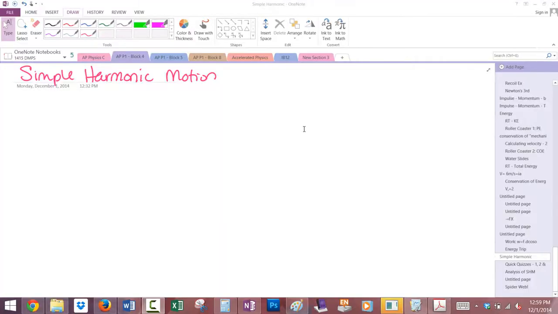There it goes. Okay, so simple harmonic motion. Before we actually delve into and define it, I'm going to remind you of what we talked about right at the very end of class right before Thanksgiving break.